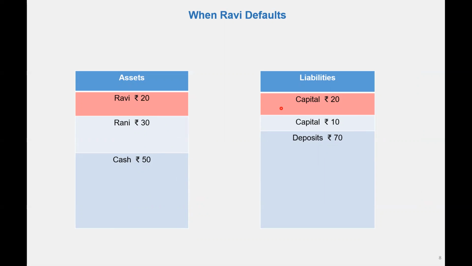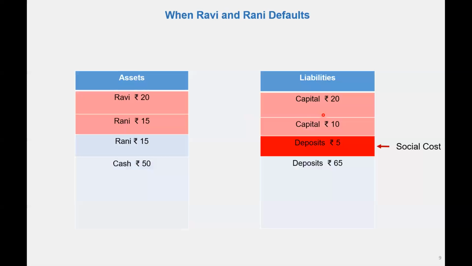That means the loss happened to the bank. Actually, it cut down the capital. Now suppose it took another sequence. Rani said that out of 30 rupees, she will not pay 50% of that. That means Rabi already defaulted 20 rupees, and suppose Rani defaulted 15 rupees. So the total amount defaulted is 35 rupees, and the bank is having only 65 rupees.